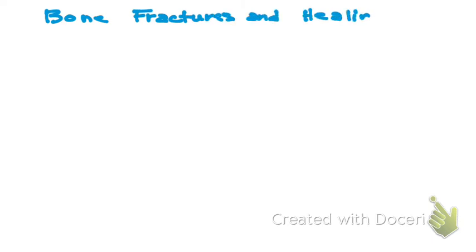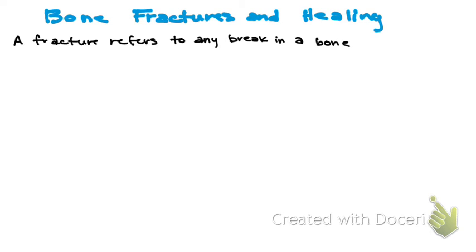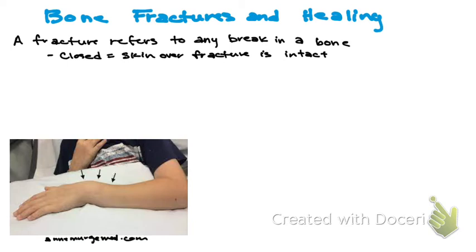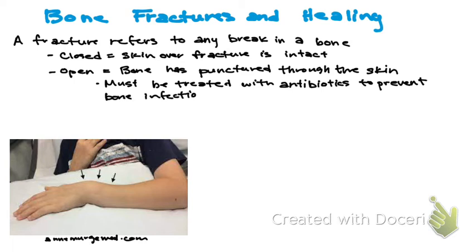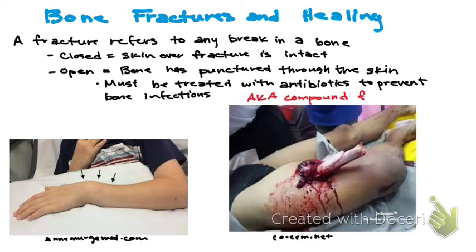So now let's talk about bone fractures and healing. A fracture refers to any break in a bone. A closed fracture has skin over the fracture that is still intact. So this young man has broken his wrist, but the skin overlying the fracture is intact. An open fracture is classified by bone that has protruded or punctured through the skin. And this needs to be treated with antibiotics to prevent infection in the bone. A fracture in which the bone protrudes through the skin is also known as a compound fracture.